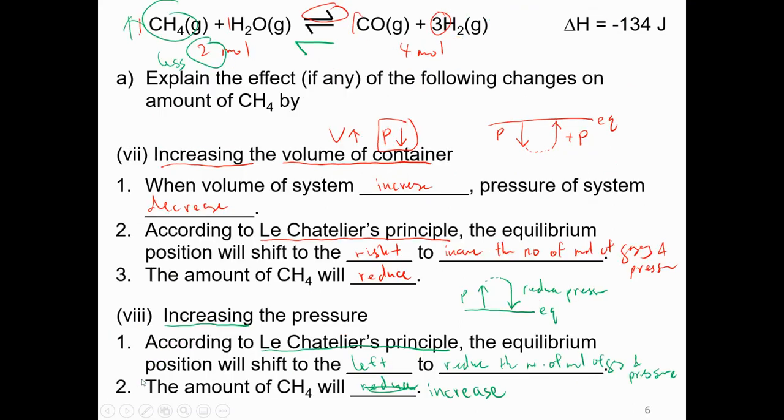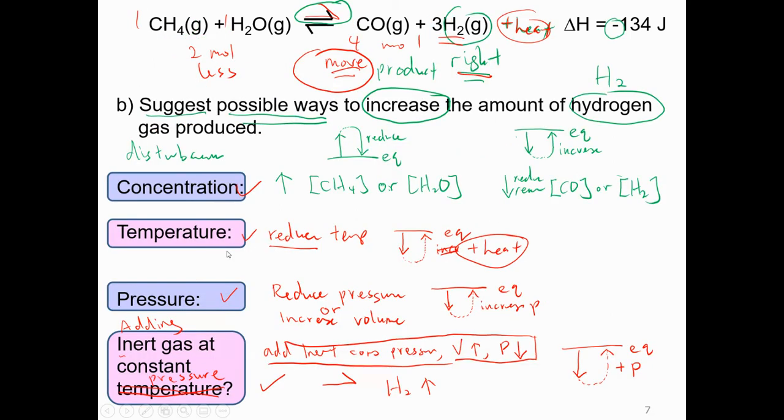okay, now this kind of question, they will either ask us to explain the effect when a disturbance is given, and they will also ask what happens to the amount, what happens to the equilibrium position. Another one is suggest possible ways to increase the amount of required product or reactant.